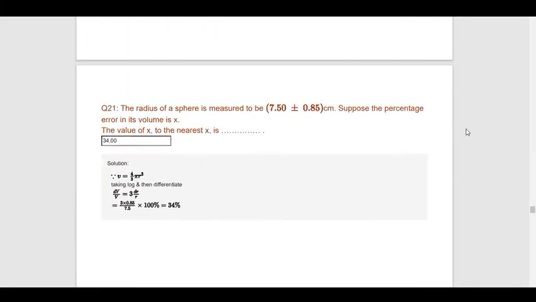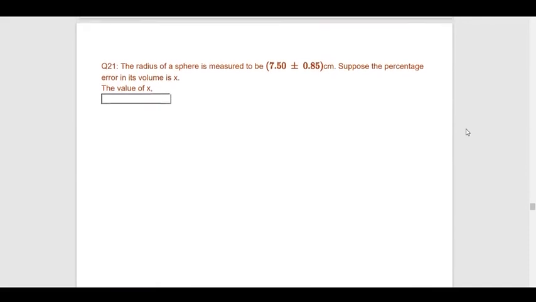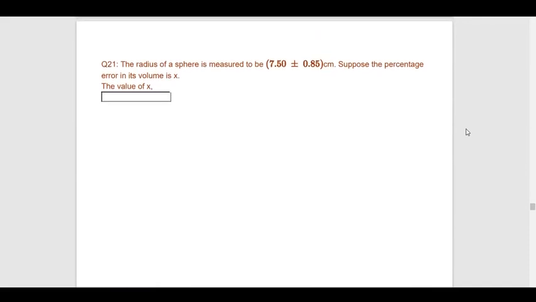So let's look at the next question. This next question says that the radius of a sphere is measured to be 7.50 ± 0.85 centimeter. Suppose the percentage error in its volume is x, then the value of x is. Okay, we have to figure out the value of x.